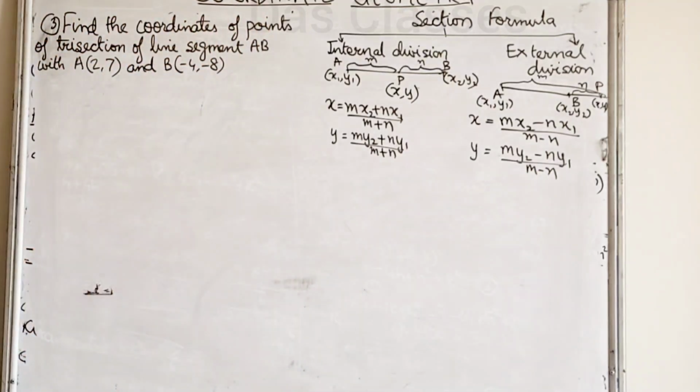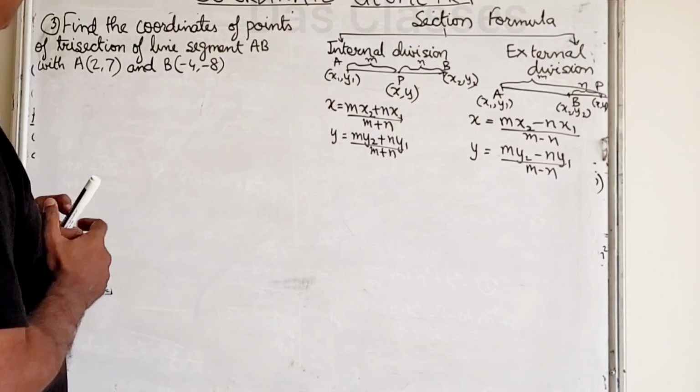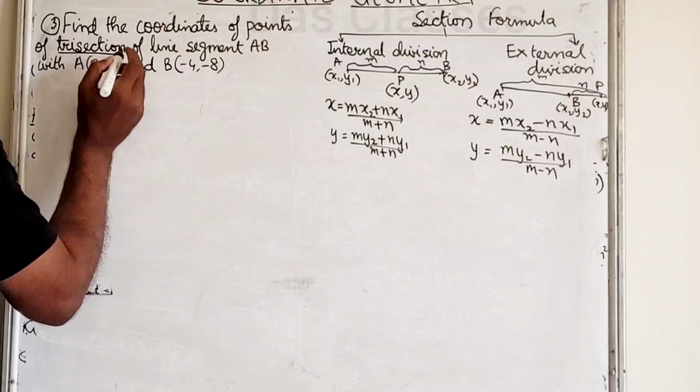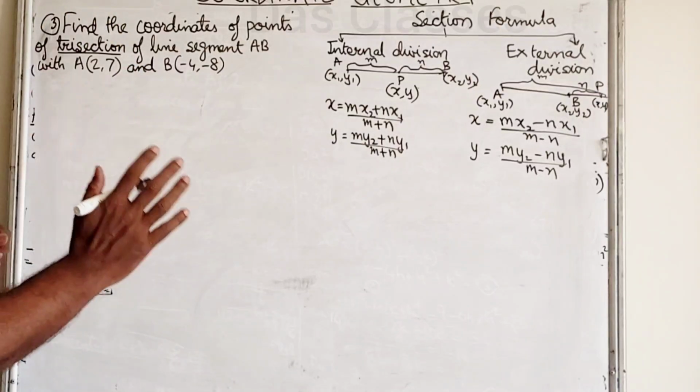So this is how external division or internal division sums are done. Now we'll see an example to understand this concept, and this sum is very important from an exam's point of view. So let's solve it. Let's see how we have to do it. First of all, find the coordinates of the points of trisection. Trisection means it has divided segment AB into 3 equal parts.